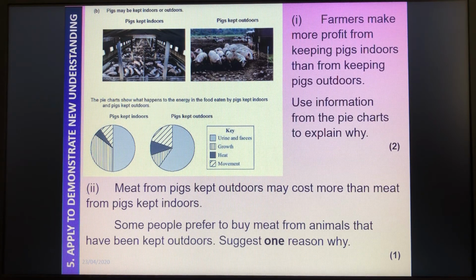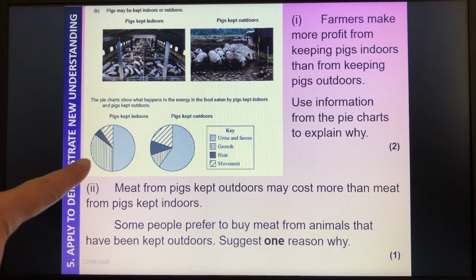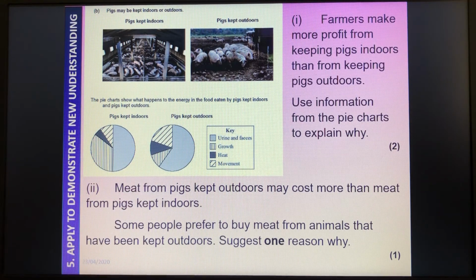So why do they make more profit from keeping pigs indoors? Here's the pig's indoor pie chart, and here's the pig outdoor pie chart. What are they using more energy on? What are they using less energy on? That is really what we're coming up with as our answer. If you need more time, pause now.